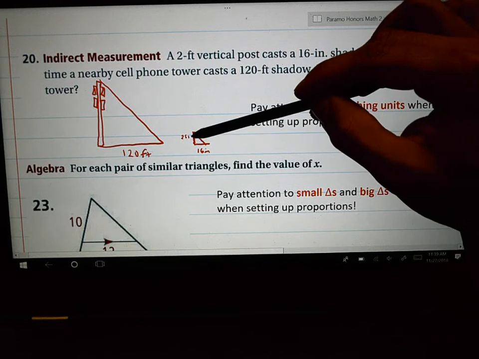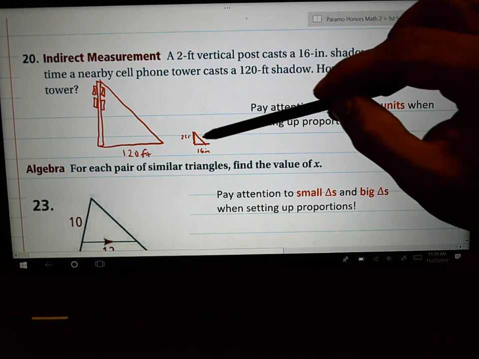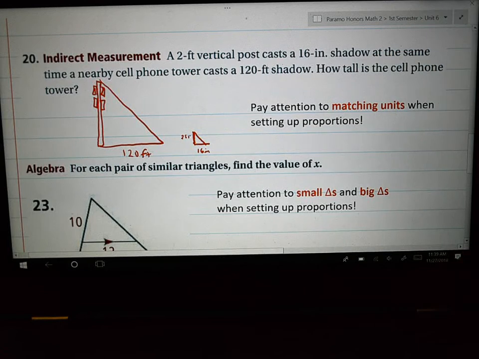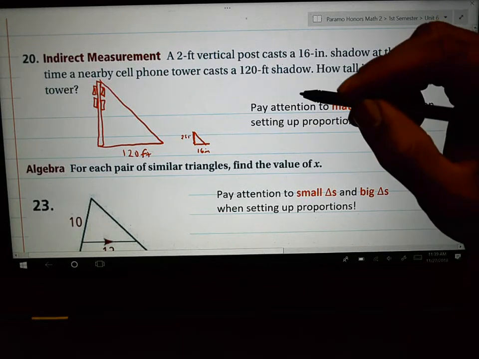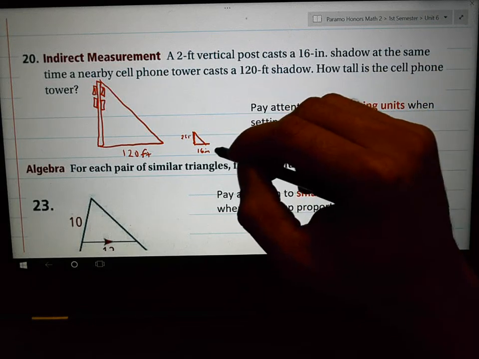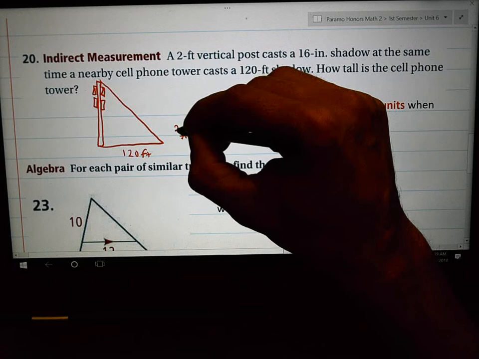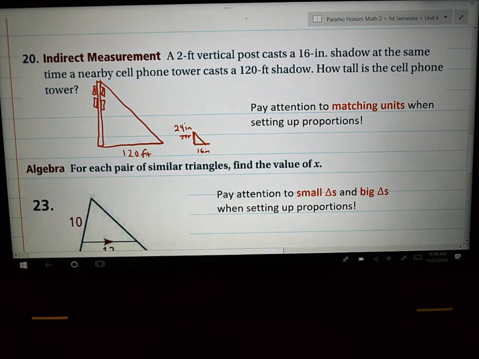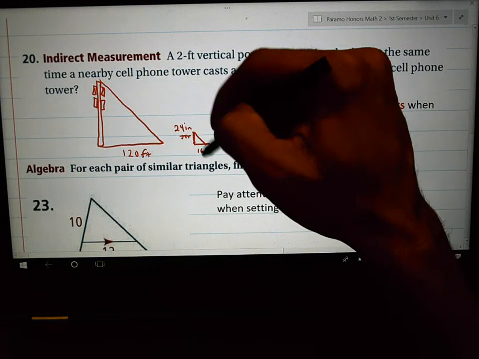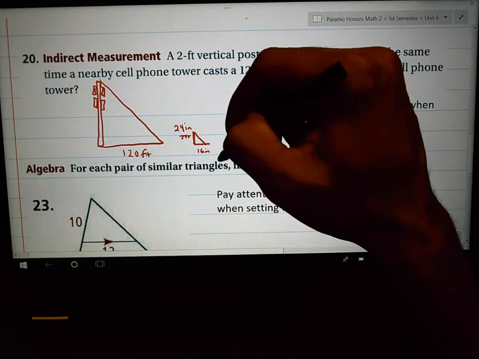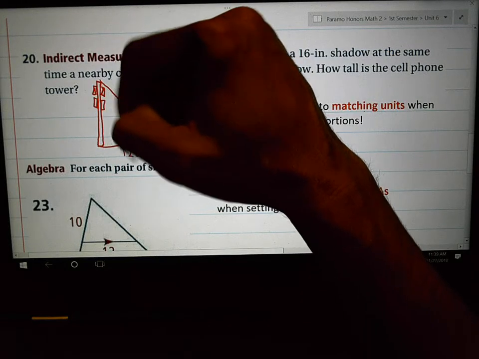Is this easier to put feet into inches or the inches into feet? What do you want to do? Inches into feet. Okay, well, you guys decide what you want to do. I'm going to change the 2 feet into 24 inches. I think that's going to be easier for me. Because these are the same, then these will still be the same.